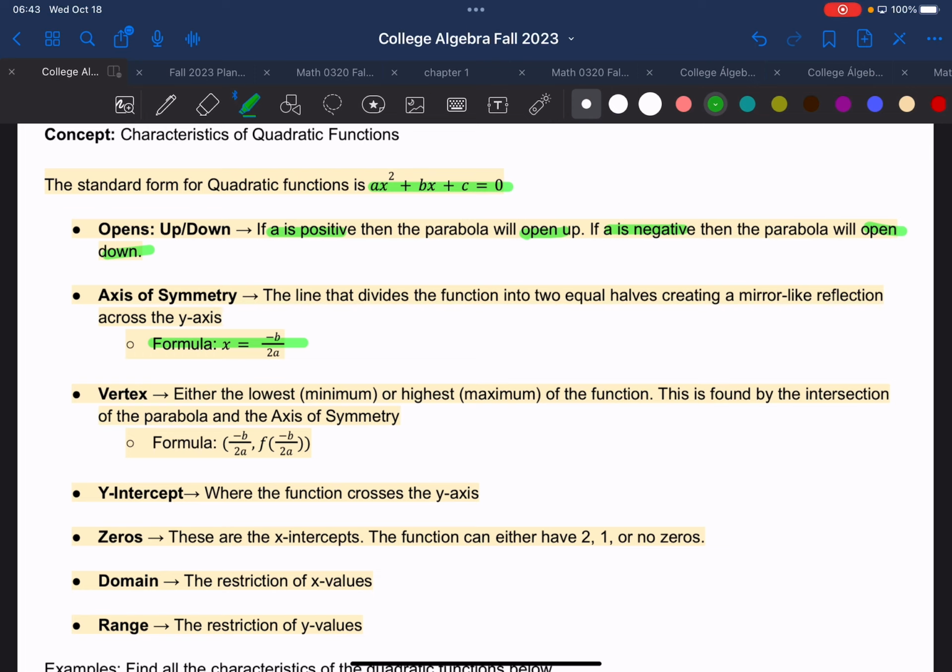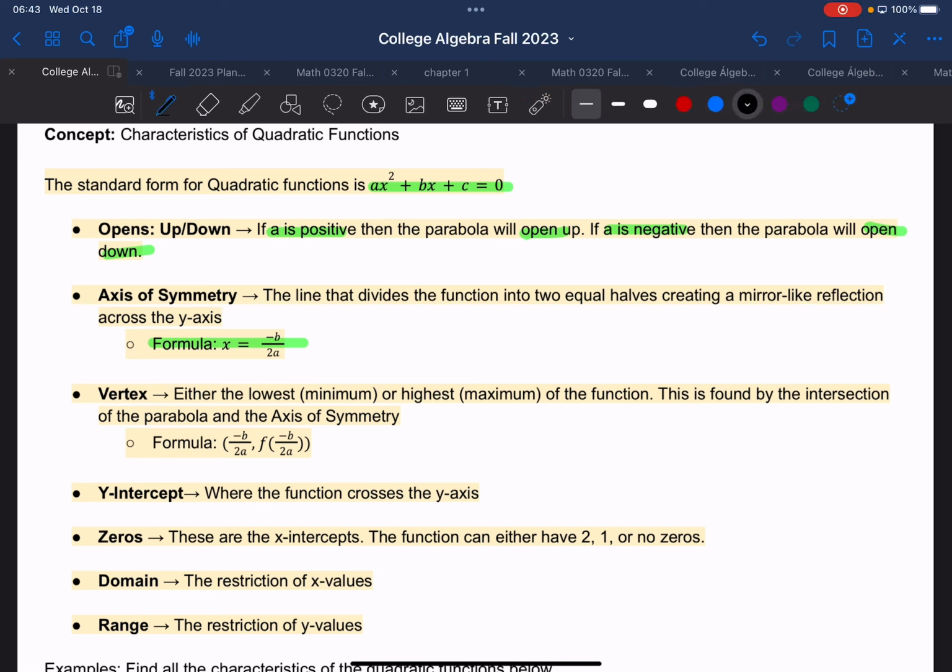Next is the vertex. The vertex is either the lowest or the highest point on the function. So if we have a parabola that's facing down, then the vertex is that maximum right here at the top. If we have a parabola facing up, that vertex is at the bottom, the minimum. Depending on how our parabola looks is if we have a minimum or a maximum vertex.